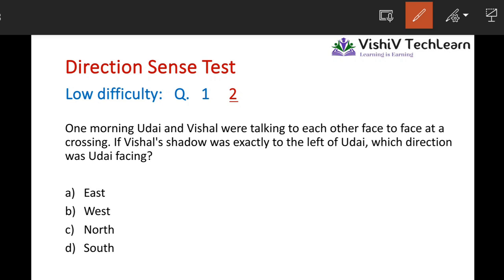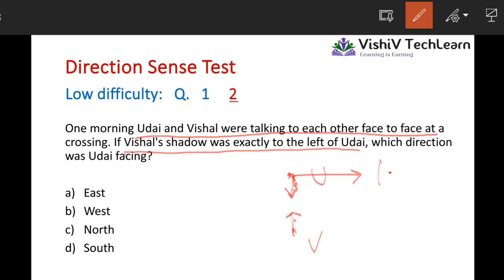Now in this case, Uday and Vishal were talking to each other face to face. So let's say this is Uday and this is Vishal. These two are talking face to face, Vishal is facing this side and Uday is facing this side. What is given next? If Vishal's shadow was exactly to the left of Uday. Now this is Uday, and the left of Uday is on this side.